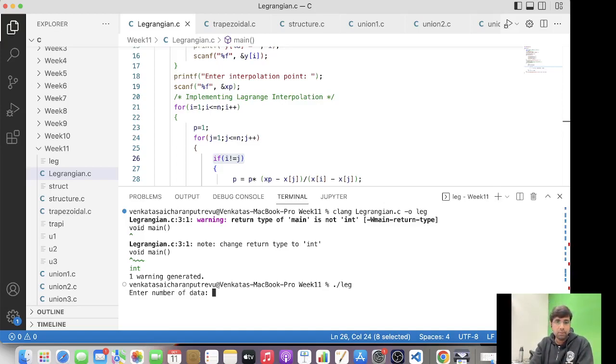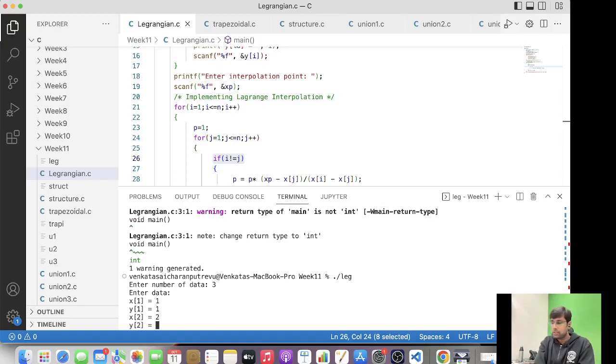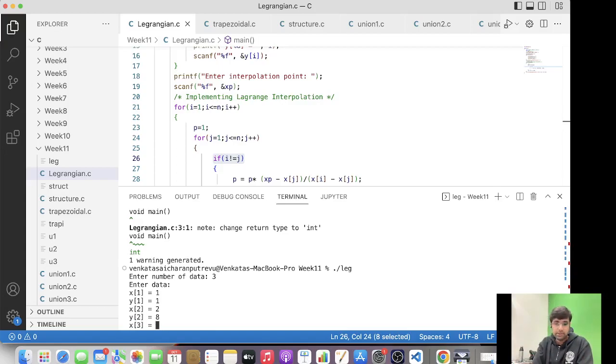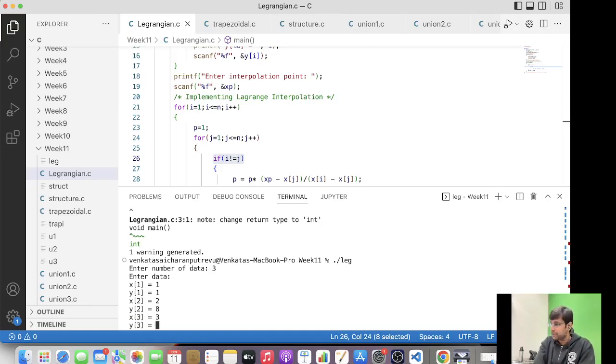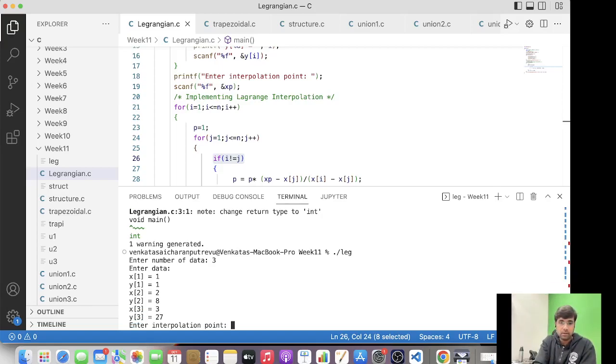So number of data, we will try to calculate for the same example. I am saying that it is 3. So x1 is 1, y1 is f of x1, that is 1, and x2 is 2, f of x2 is 8, x3 is 3 and f of x3 is 27. So what is the interpolation point? We will say that the interpolation point is 4, because we did the same example.